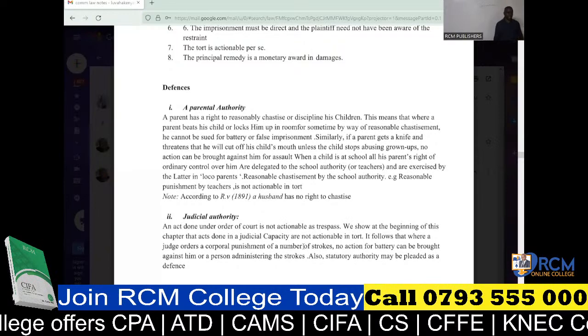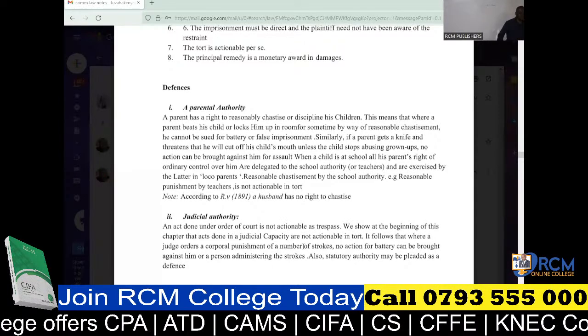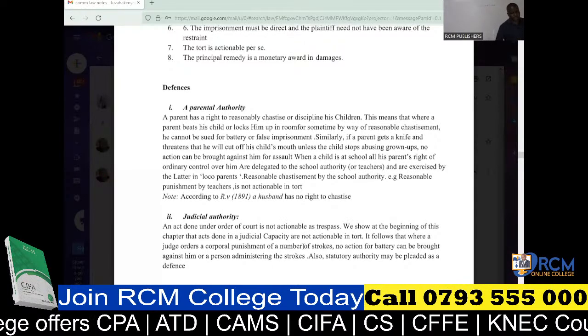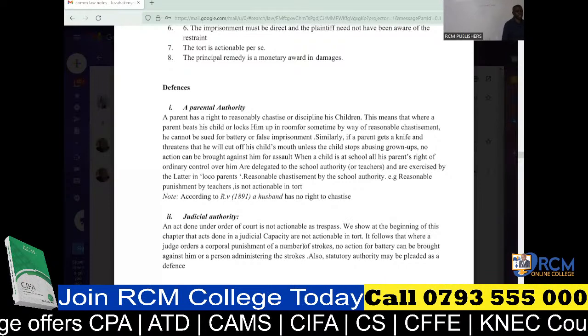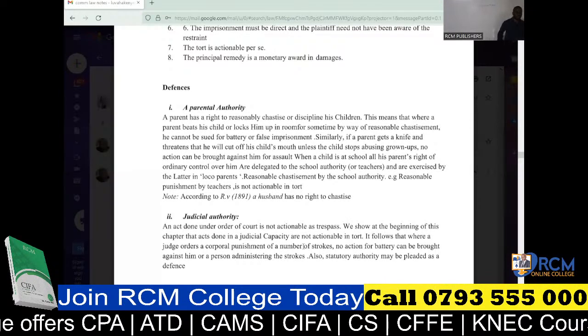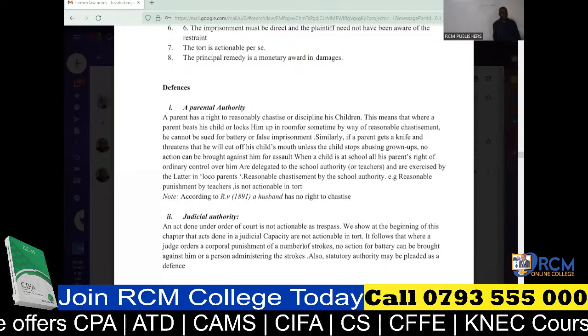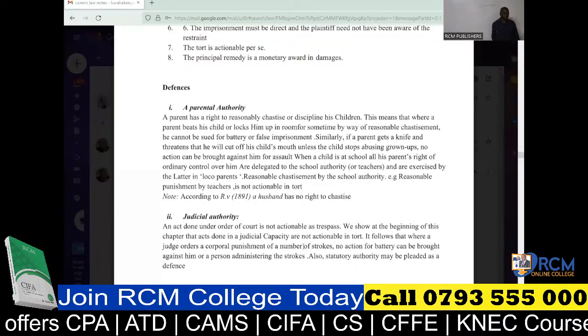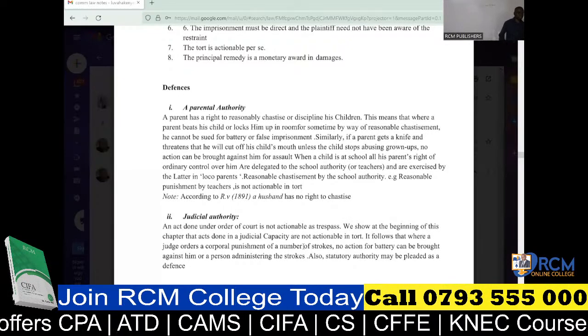So they can plead what we call parental authority as a form of defense in case they have been accused of false imprisonment. Another form of defense is judicial authority.